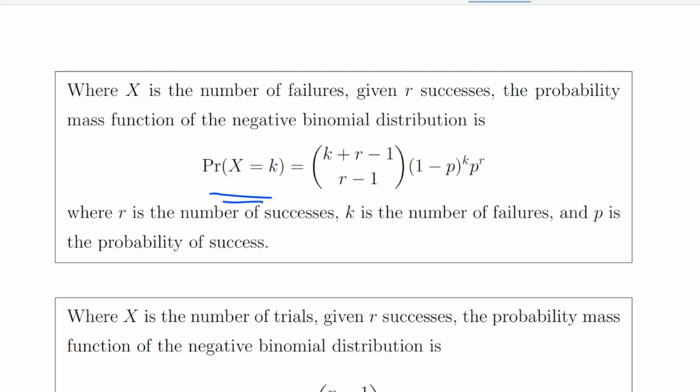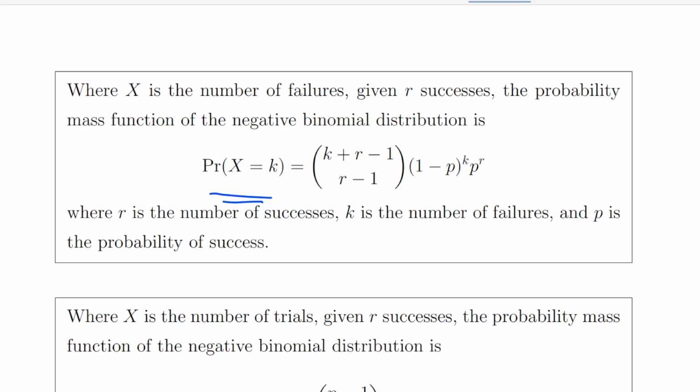So this is the probability mass function, which looks for the number of failures before R successes. So X is the number of failures before the prerequisite number of successes, which is R. So the probability X equal to K, which is some particular number of failures, is given by 3 terms. So first off, we have the binomial coefficient of K plus R minus 1 and R minus 1. So there's a little bit of work involved in that. The other 2 terms are straightforward enough. 1 minus P to the power of K times P to the power of R.